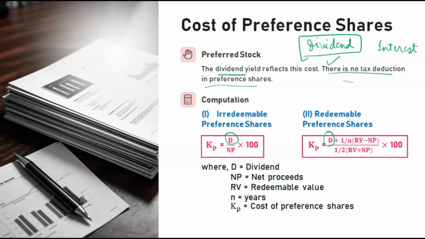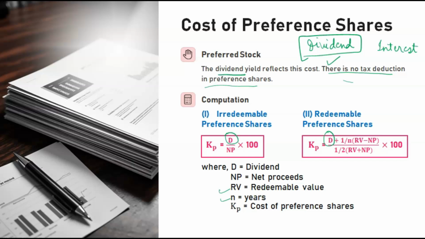So the formula is D by NP into 100. D is dividend, NP is net proceeds. And for redeemable preference shares, it is D plus 1 by N (RV minus NP) divided by 1 by 2 (RV plus NP) multiplied by 100. So same RV, redeemable value, NP, net proceeds, and N. So only these two things will be increased from the irredeemable formula.